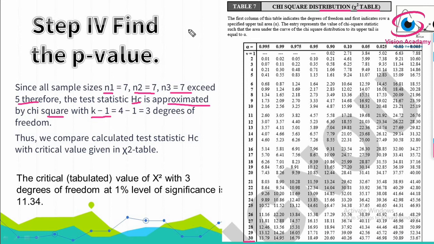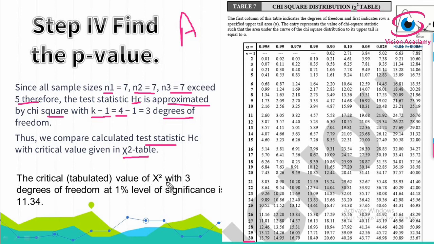Why I am getting 4 minus 1 is that we have 4 groups, that is A, B, C, D. So the number of groups k is 4, and 4 minus 1, so the degree of freedom is 3. For this 3 degrees of freedom, we compare the calculated test statistic HC with the critical value of chi-square. Since we are unable to use the KW critical value table, we go for the chi-square table.